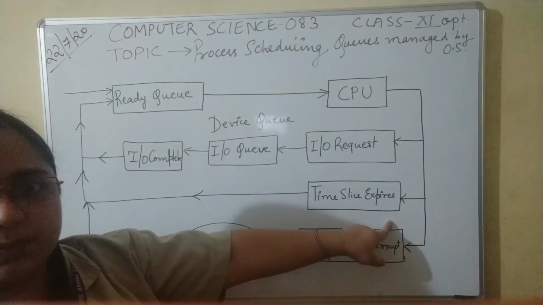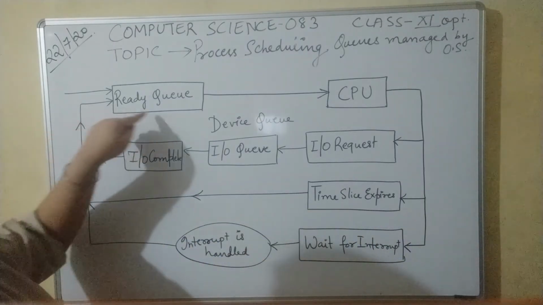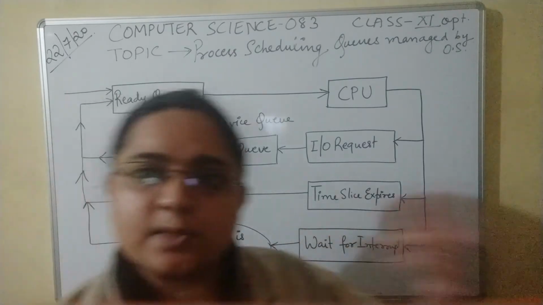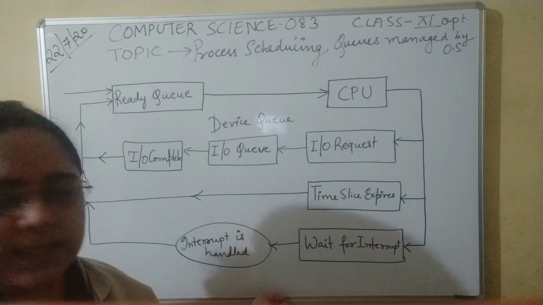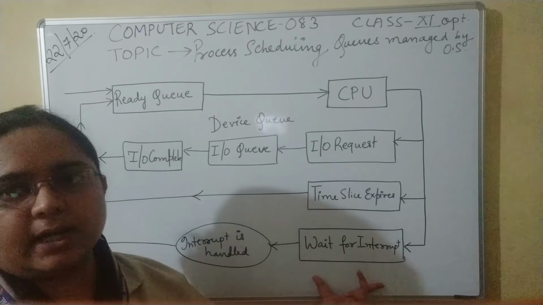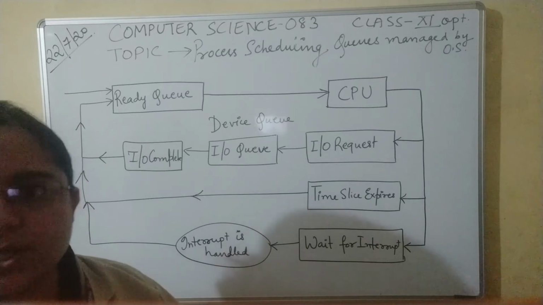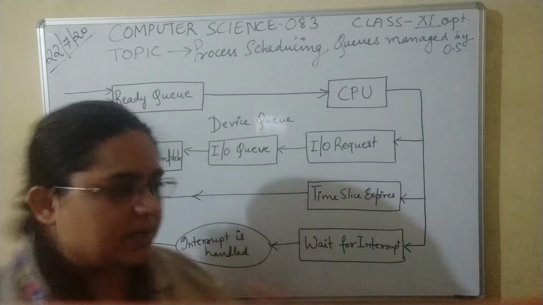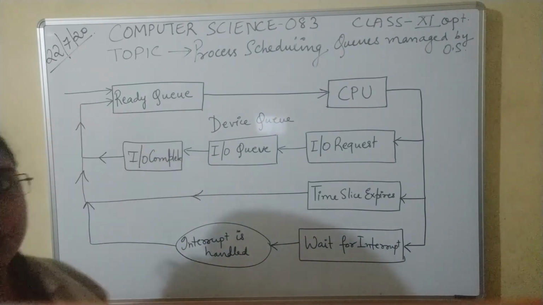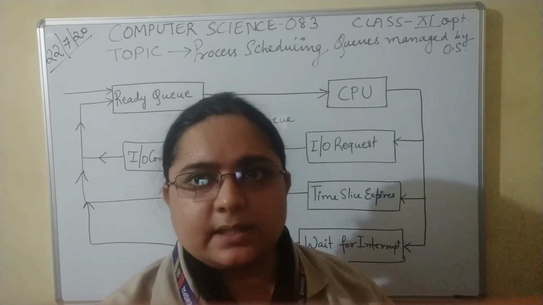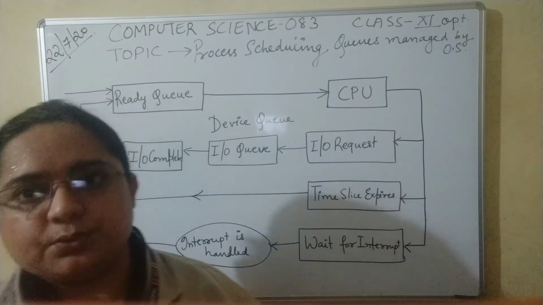Now the second scenario could be time slice expires. Its time slice has expired. It will again go on to the ready queue, because now it's the time for the next process to start executing on the CPU as per time sharing system. Next, wait for an interrupt. There could be an interrupt in between. Like I said, there could be any unavoidable situation due to which your program stops abruptly, and that interrupt is handled, and then the program again goes back into the ready state. So this is how your operating system manages the process scheduling queues.